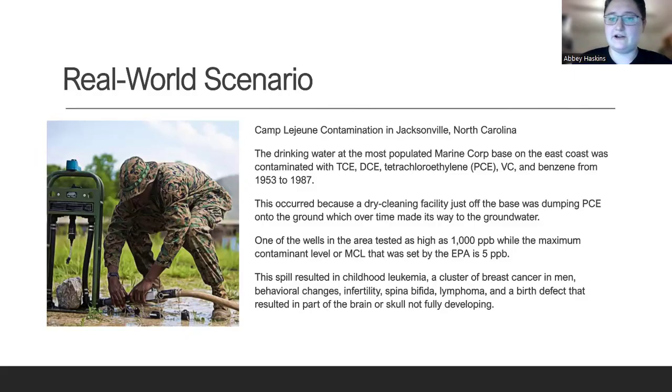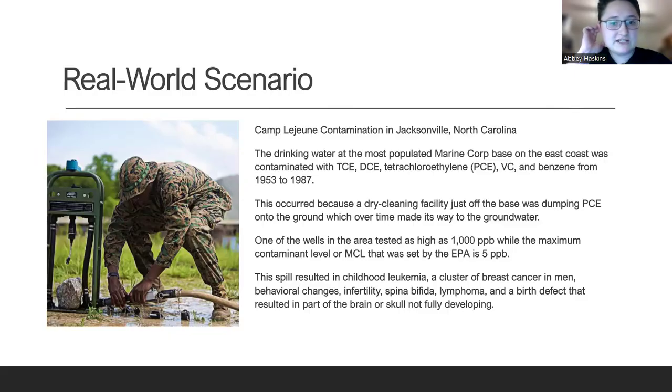And one of the wells in the area tested as high as 1,000 parts per billion. And the maximum contaminant level that was set by the EPA is only 5 parts per billion. So these were exceedingly high amounts of TCE and PCE.